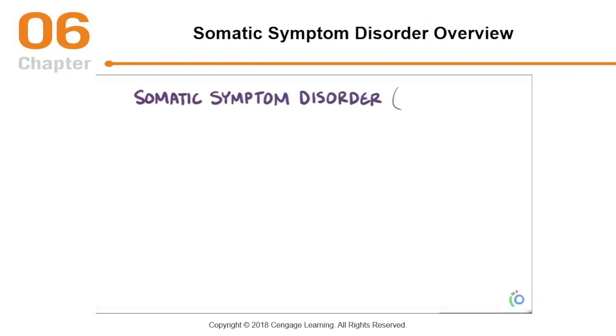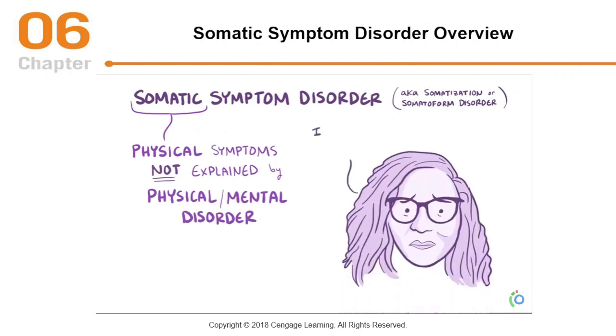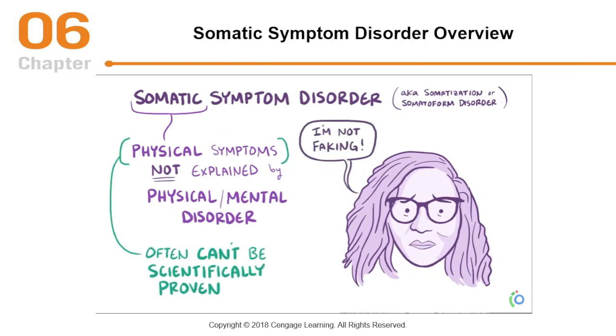Somatic symptom disorder, which used to be called somatization or somatoform disorder, involves having physical symptoms that aren't explained by any known physical or mental disorder. In other words, symptoms that can't be explained. That said, individuals aren't faking the symptoms. These symptoms are real and often made worse by the fact that they can't be scientifically explained. And this is pretty different from situations where an individual with a factitious disorder might fake an illness or injury in order to get attention.